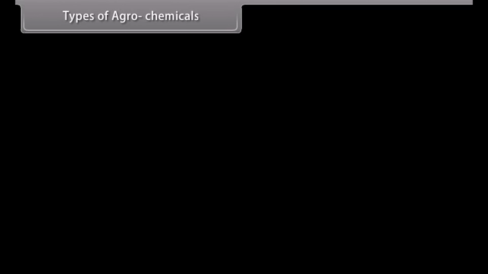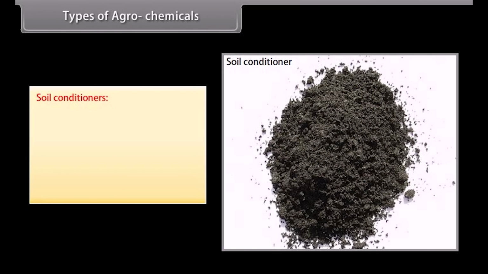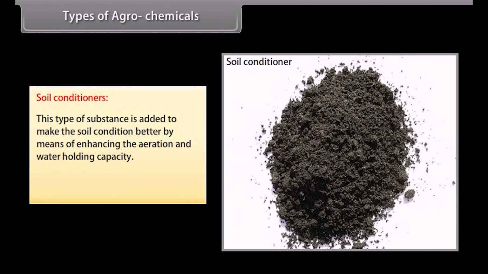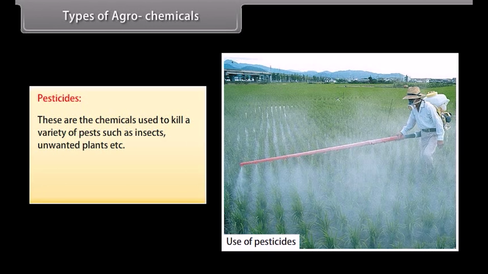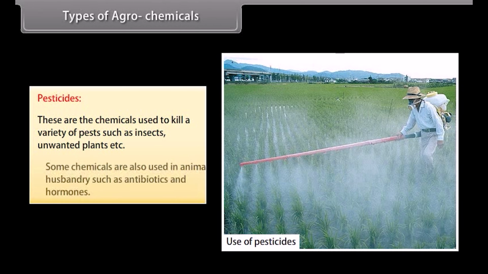Types of agrochemicals. Soil conditioners. This type of substance is added to make the soil condition better by means of enhancing the aeration and water holding capacity. Manures, crop residues, etc. are used in the production of soil conditioner. Pesticides. These are the chemicals used to kill a variety of pests such as insects, unwanted plants, etc. Some chemicals are also used in animal husbandry such as antibiotics and hormones.